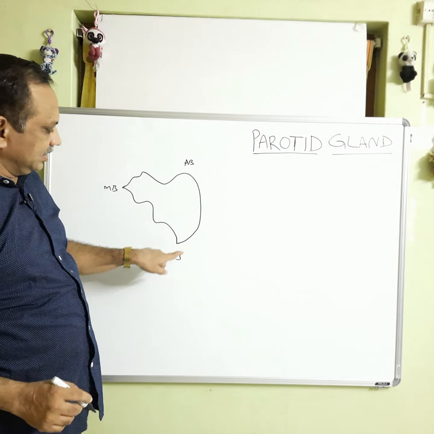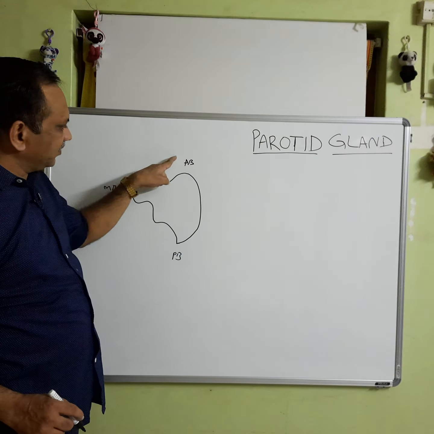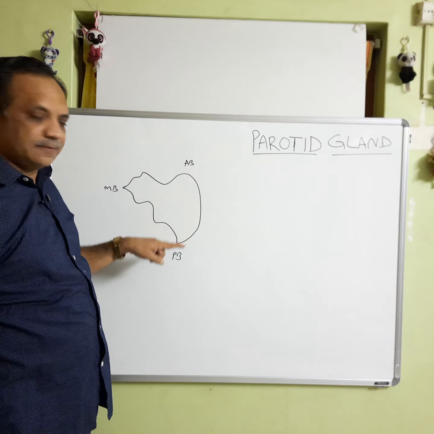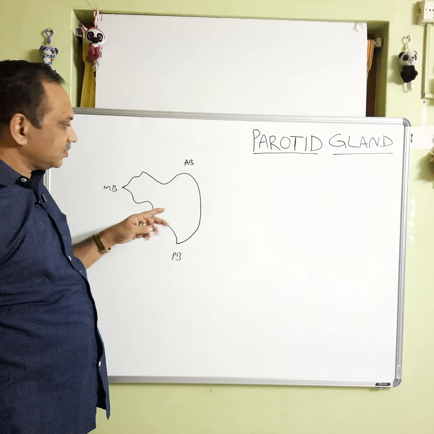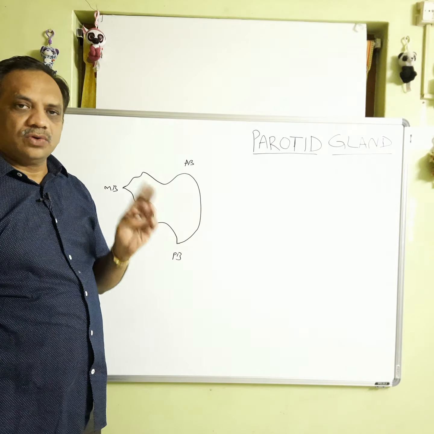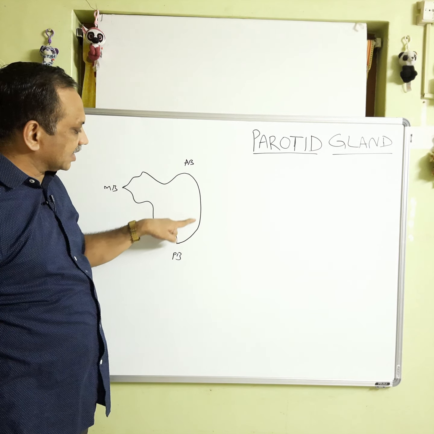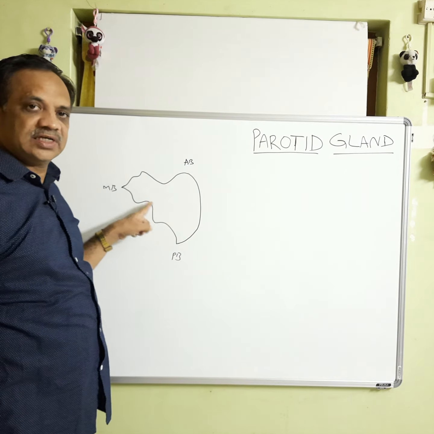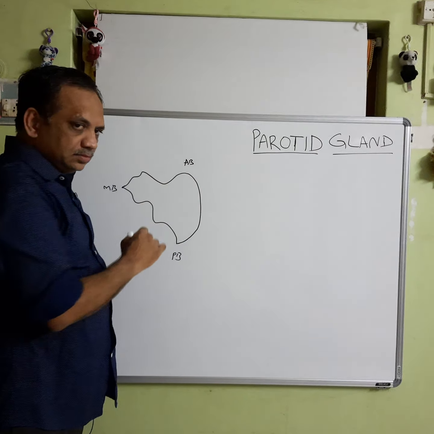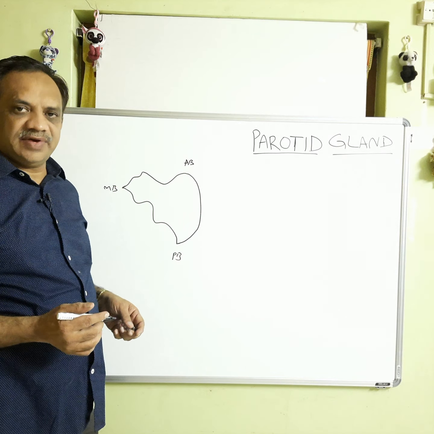Now, you can see a lateral surface, an anteromedial surface and a posteromedial surface. So, 3 borders, 3 surfaces. This gland is covered by 2 capsules, one true capsule and one false capsule. The true capsule is formed by the condensation of the stroma of this gland, which is lying intimately attached to this gland. The false capsule is formed by the deep cervical fascia.